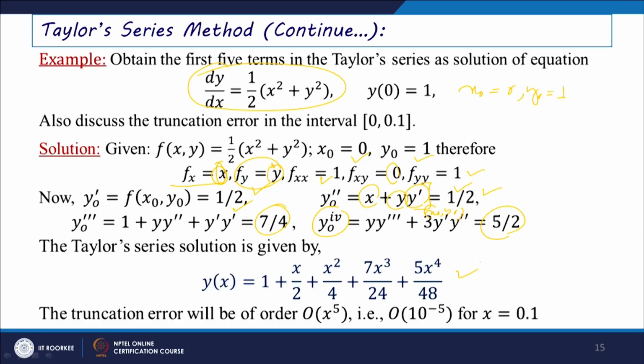The immediate next term we consider as the remainder term, which is of order x to the power 5, since the series expansion goes up to the 4th order term. And for x equals 0.1, we can find the error term for this.